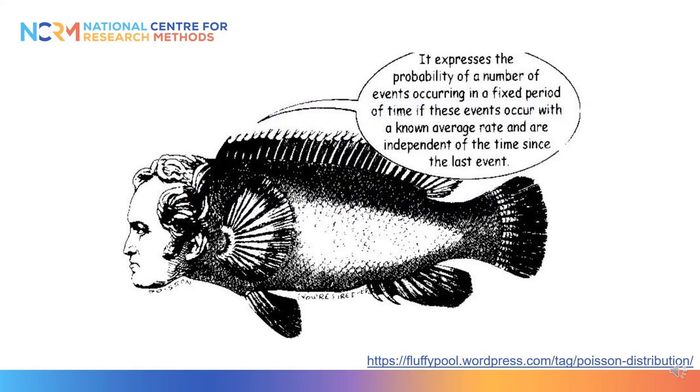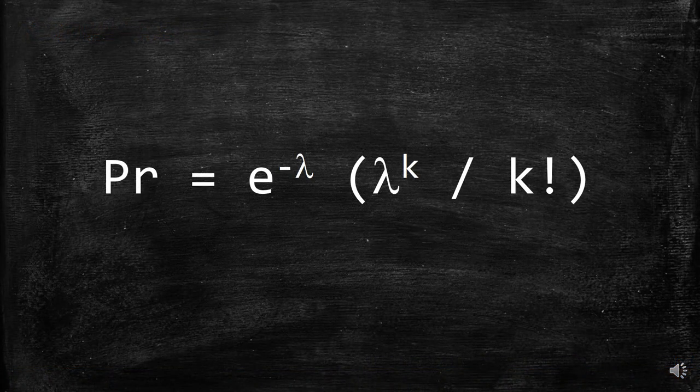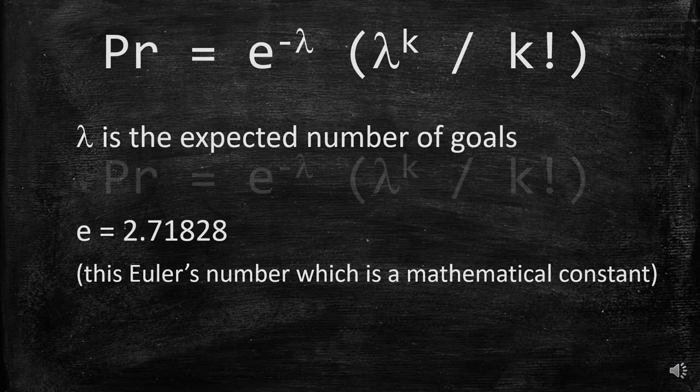The Poisson distribution expresses the probability of a number of events occurring in a fixed period of time if these events occur with a known average rate and are independent of the time since the last event. Here is the Poisson formula. Lambda is the expected number of goals, and e, which is 2.71828, is Euler's number, which is a mathematical constant.